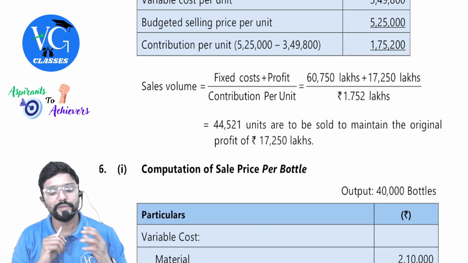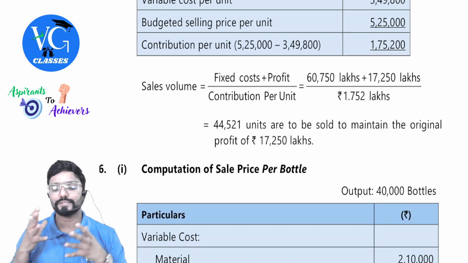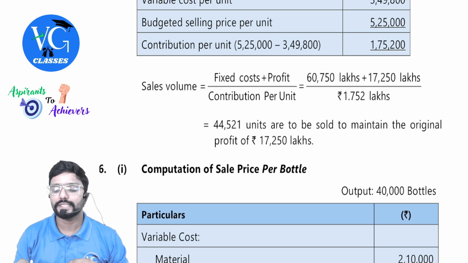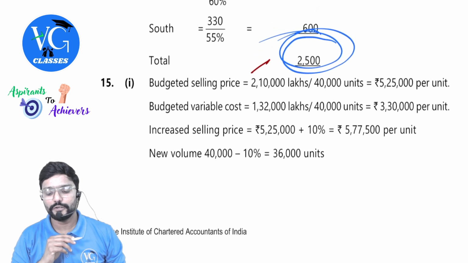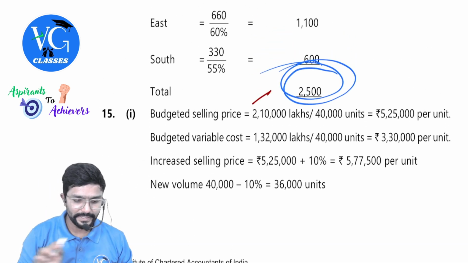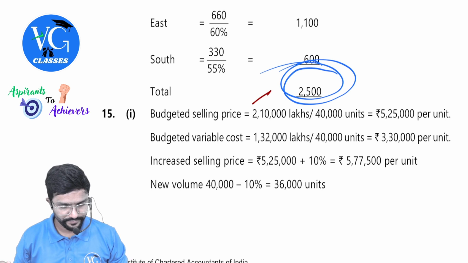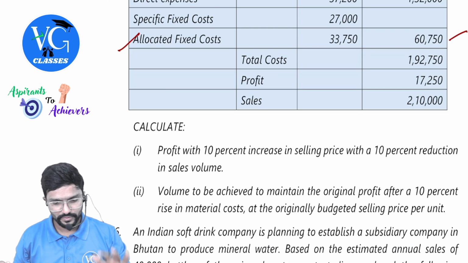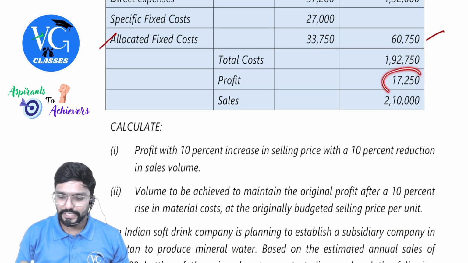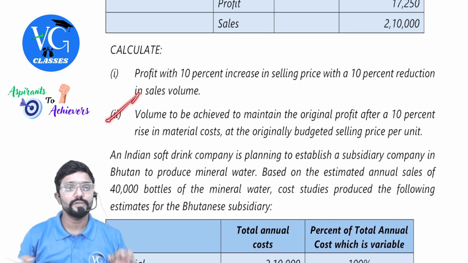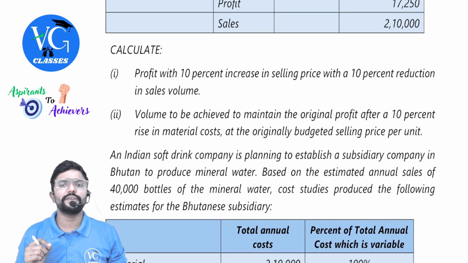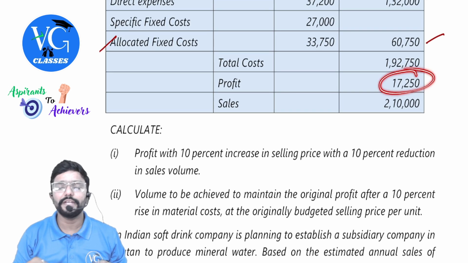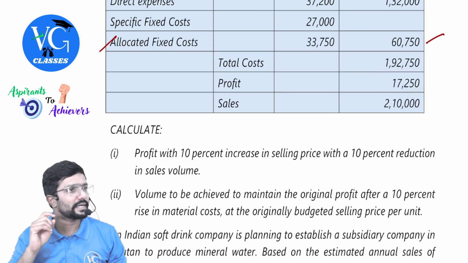So sales volume will be how much, guys? Fixed cost plus profit. How much profit they want to make? 17,250. What is that 17,250, sir? The present. Just a minute. I will go back to the question. You can see the present profit. I will just read that question. Volume to be achieved, that is the quantity. To maintain the original profit means what? 17,200. Clear? Yes, sir.